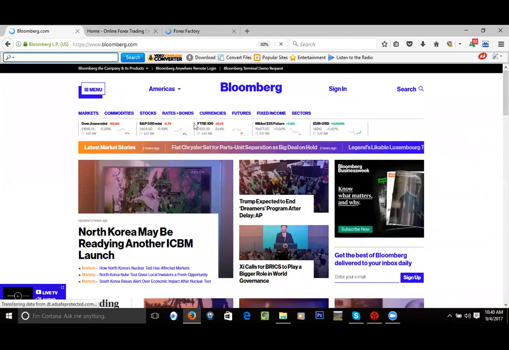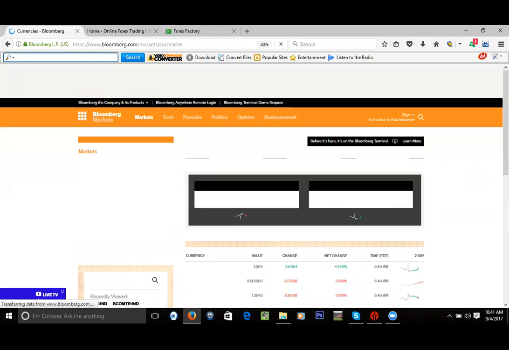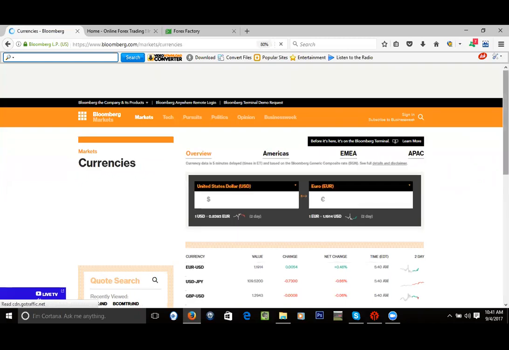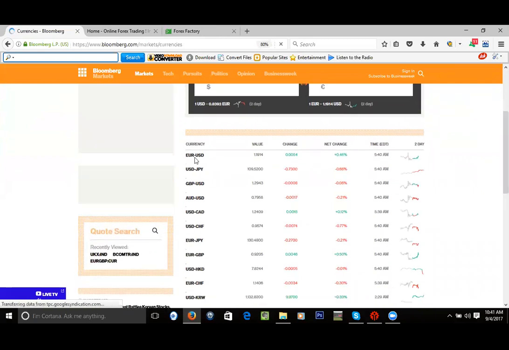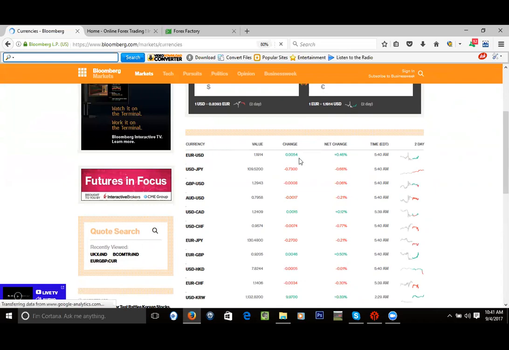Yes, this is Bloomberg.com. As you can see, you see commodities, stock, bond, currencies, future income. Then when you click on currencies now, you will see economic news about currency. Now look at the same thing we are watching. This is Euro USD. This is their change today, about 54 pips. This is JPY. Look at that change. Today, JPY is very down. This is GBP USD. It is a little bit down.